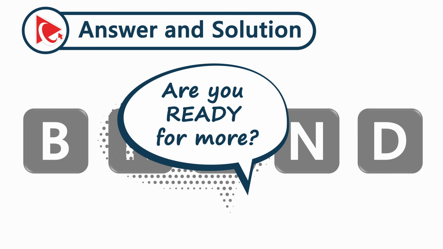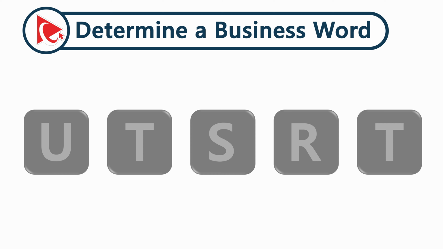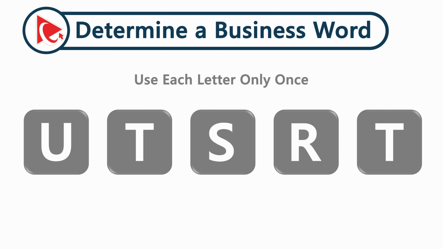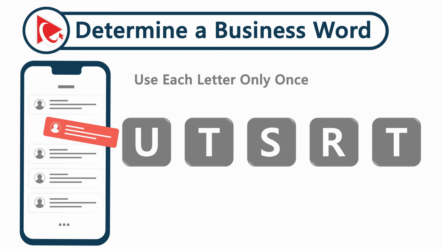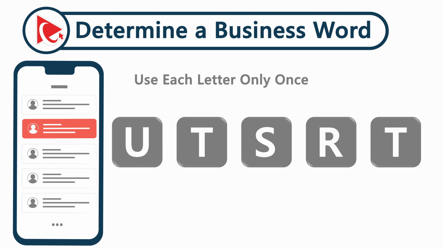Are you ready for more? Try this question to see how you would do. Your goal is to determine a business word using each letter only once. The letters in the word are U, T, S, R, and T. It's only 5 letters. I know you can do it. After you've selected your final answer, post it in comments and I'll share my feedback. Enjoy solving the school problem.